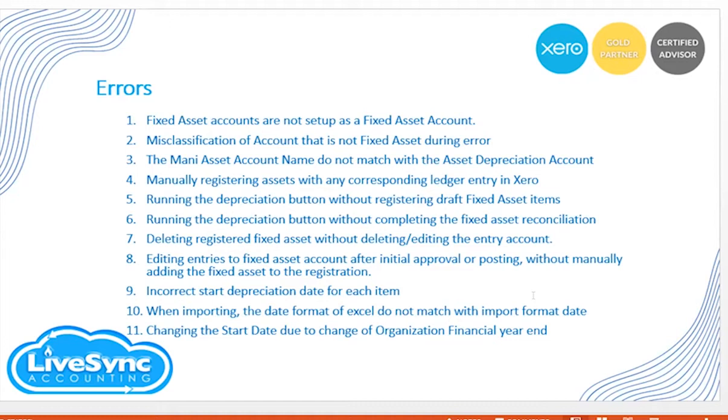Misclassification of an account that is not fixed asset is also an error. So assuming, for example, you initially recorded office expense when actually it's office equipment. Initially it was posted as office expense. Then you found out that this is wrong. What did you do? You go back to the posting entry, you edit that, change that to office equipment, okay? And then update. Now, question, will that update the fixed asset register? No. So if you stop that process there, then absolutely your register and your ledger already mismatch.